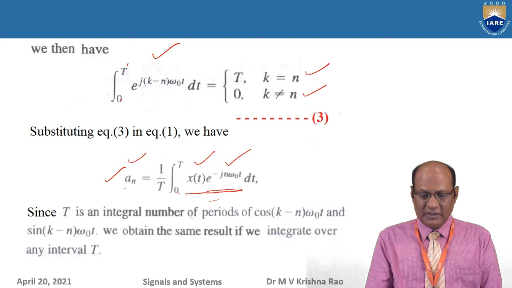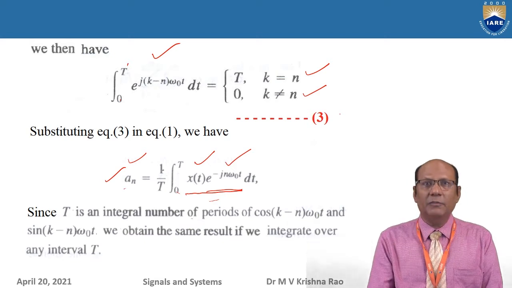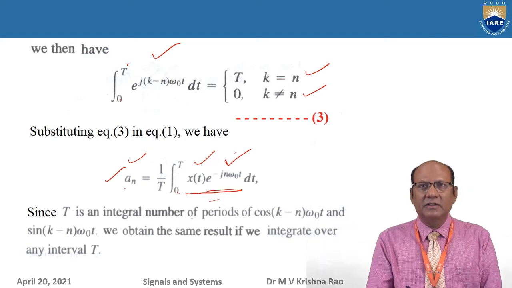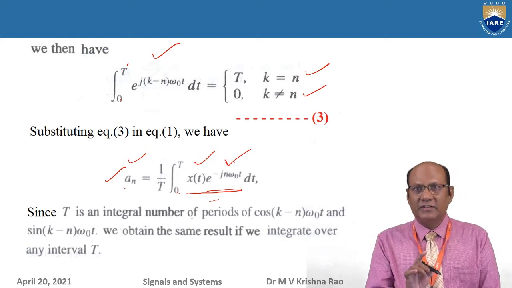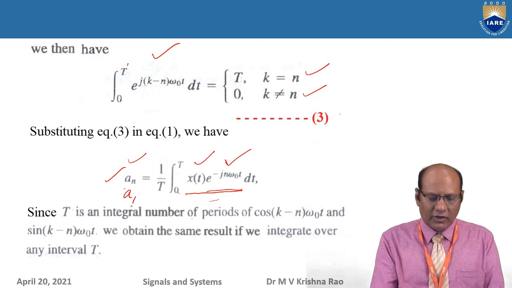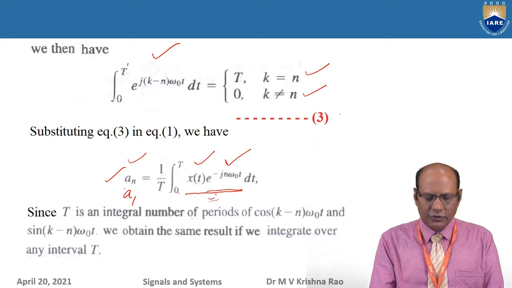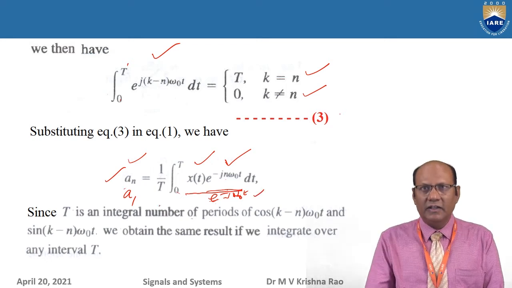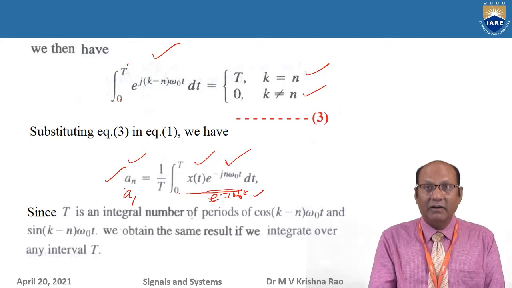So finding the inner product means what? Similarity. Every time I am multiplying with one basis function. For example, let us say a1. What I am doing with a1? Here also e to the power of minus j omega naught t. So I am taking the first harmonic, multiplying with the given function, and finding the inner product. That means the area under the curve, and dividing by T.